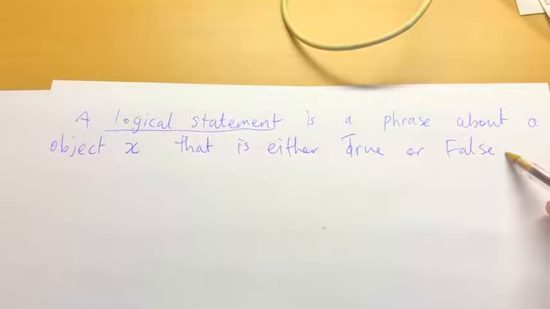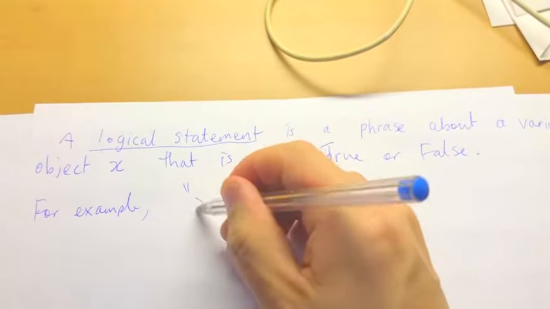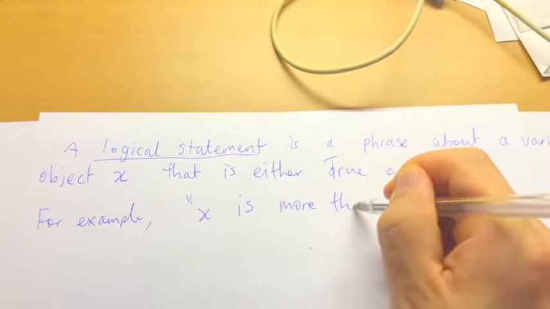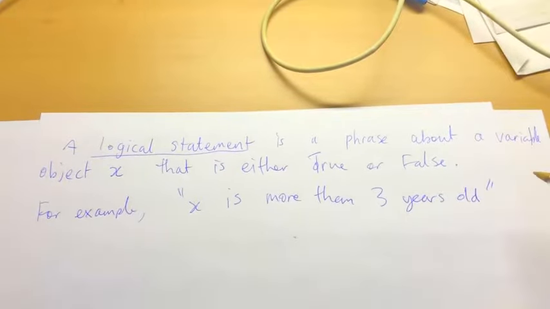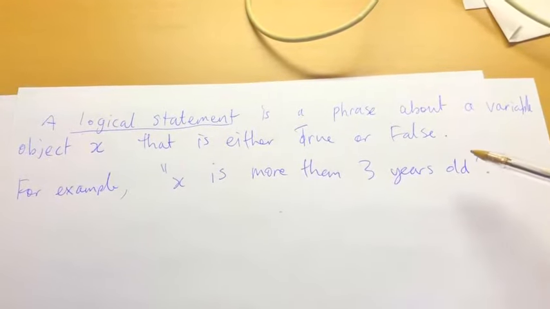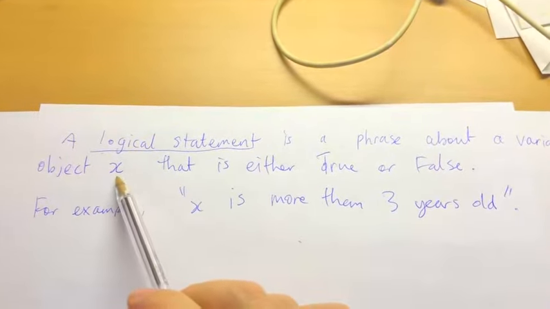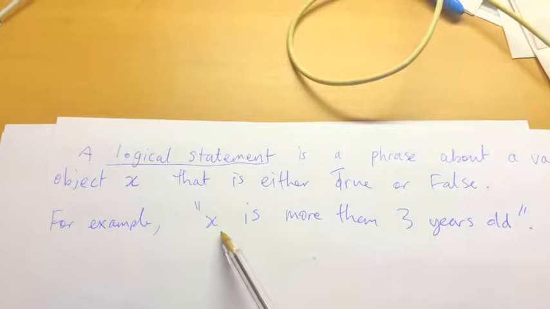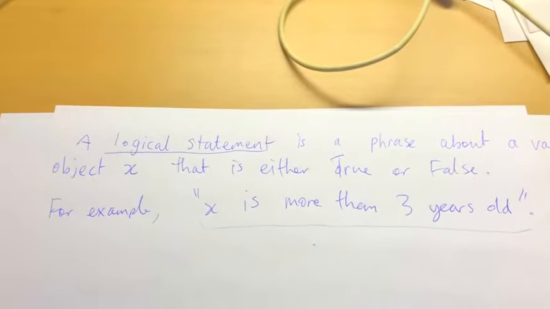If these objects are human beings, an example might be "x is more than 3 years old." Okay, and so it has to be a phrase that's precise enough for you to judge every possible value of x, whether it's true or false. For human beings, a person being 3 years old or more is something we can determine in principle. So this would be an example of a logical statement.